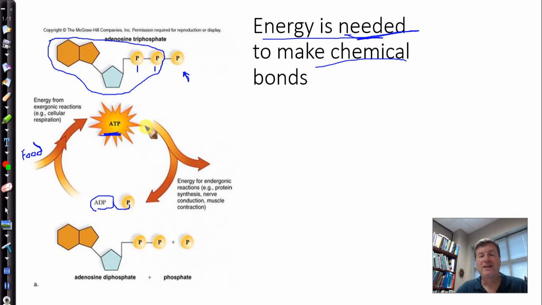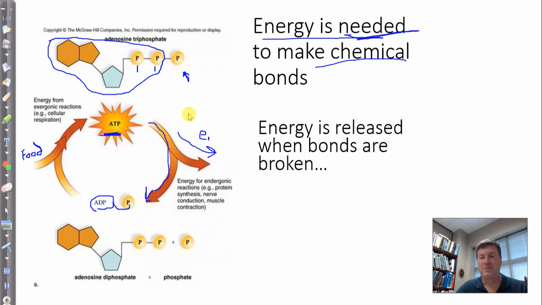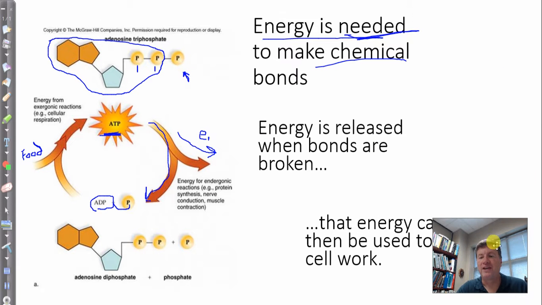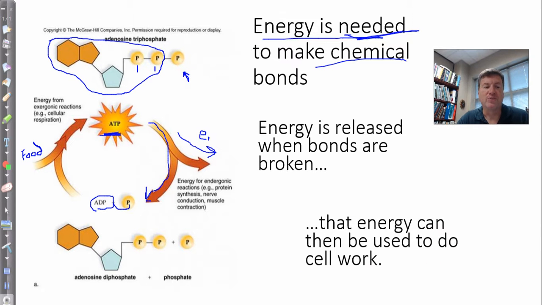Why we need to make it is that when ATP breaks down, to ADP and P, it also can release energy that can be used to do cell work. So when we talk about needing energy, we need energy to make ATP. Energy is released when those chemical bonds of ATP and other molecules are broken, and we end up with that energy which can be used to do cell work.